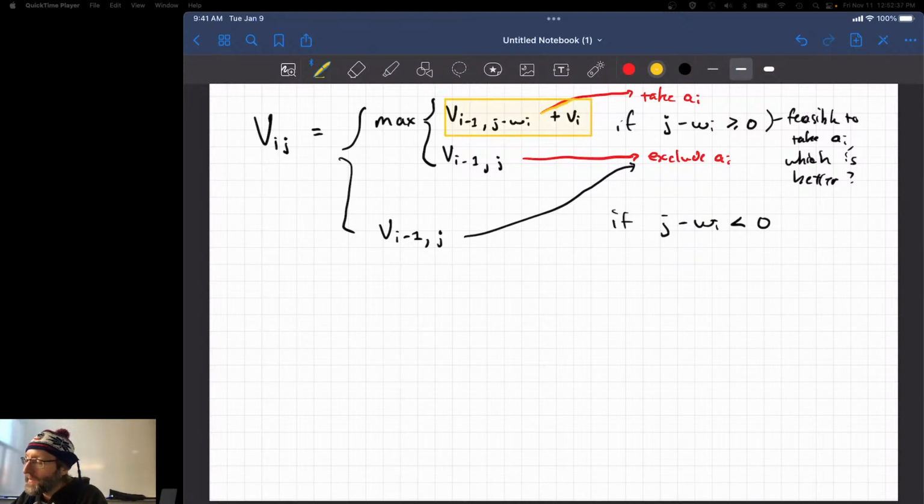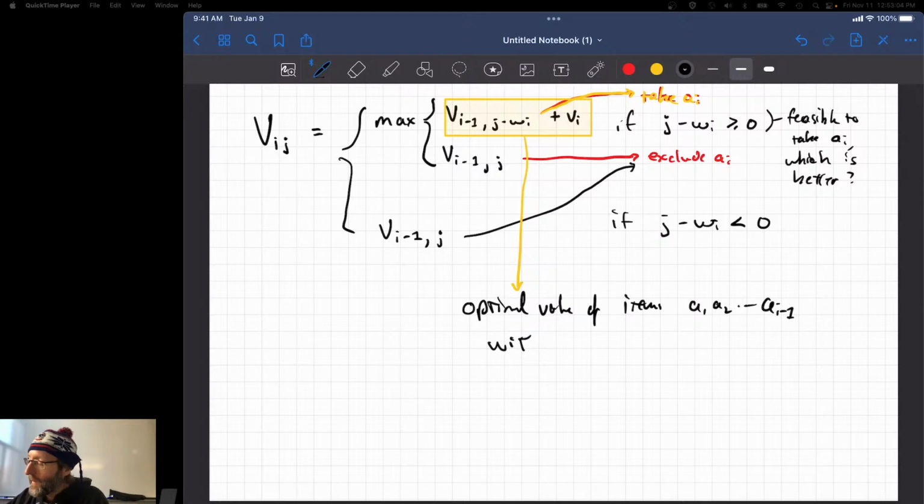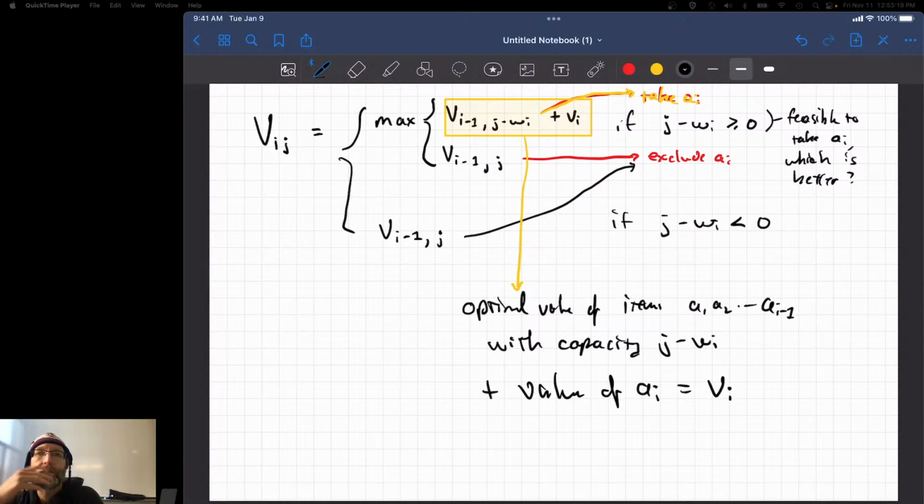Let me rewrite this as gold. You take it, A sub I, and so you add in its value, and let's annotate all of that there. That's going to be the value, or the optimal value, of items A1, A2, dot, dot, dot, AI minus 1 with capacity J minus WI, plus the value of A sub I, which is equal to V sub I. Is that better? Yeah.